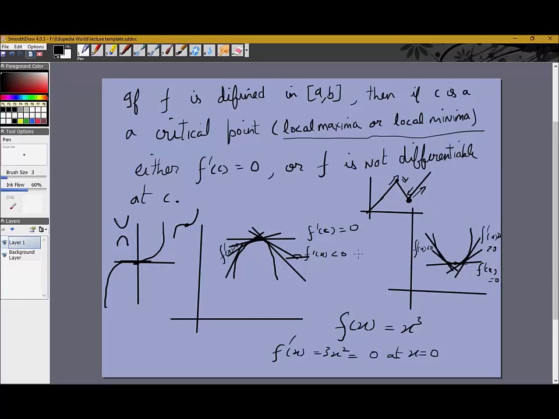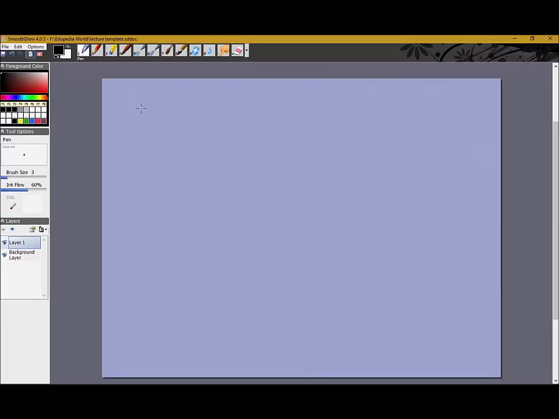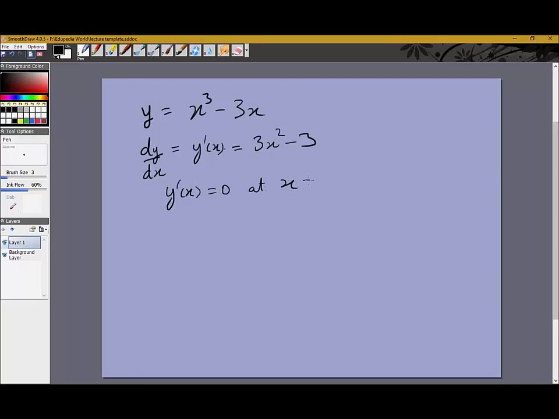So our goal in this video was to be able to calculate the maximas and minimas of a function, and we are halfway there. Let's say we have a function y is equal to x cubed minus 3x, right? And we want to find the maximas and minimas of this function. So we'll just calculate dy by dx. That will be y dash of x, just like we were writing f dash x in the previous slide, which will be 3x squared minus 3. And we can see that y dash of x is equal to 0 at x is equal to 1 and at x is equal to minus 1. There are 2 points where it is 0.